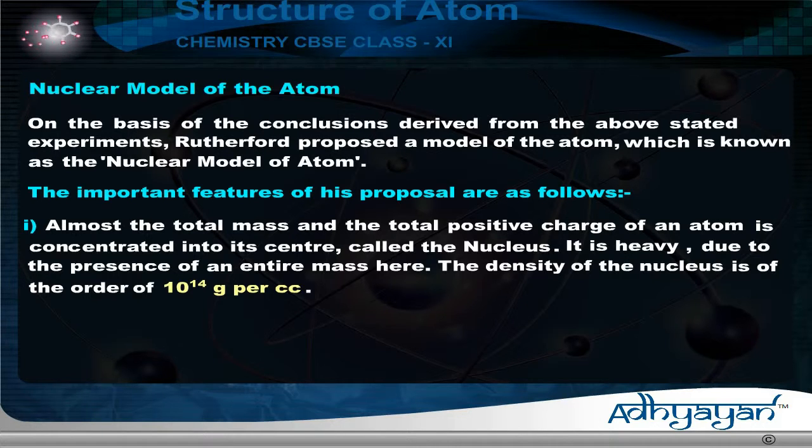Almost the total mass and the total positive charge of an atom is concentrated into its center, called the nucleus. It is heavy due to the presence of the entire mass here. The density of the nucleus is of the order of 10^14 grams per cc.